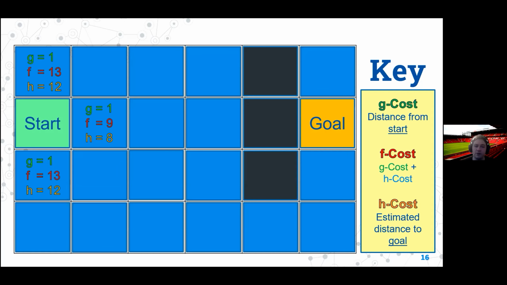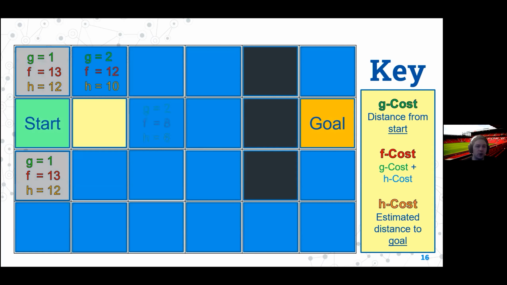So it's not 5 to the goal. It's actually going to be, well, from this square here to the east of start, it's going to be 4 squares to the goal. We're going to call that 8. Let's see what effect that has. So let's grey out the two 12s and choose this square. Clearly, again, we're going to go forward there with an F cost of 8.